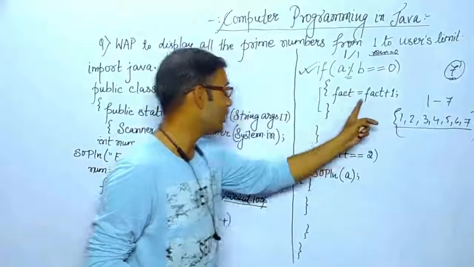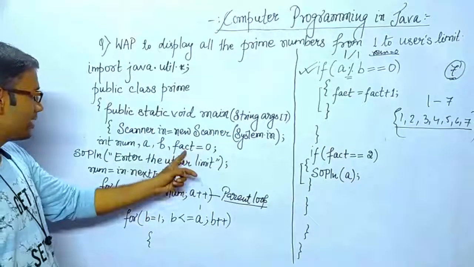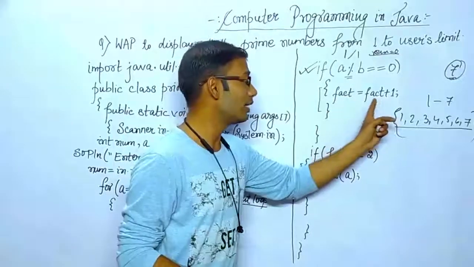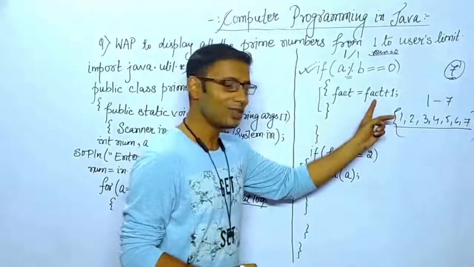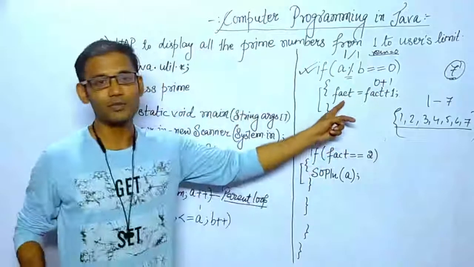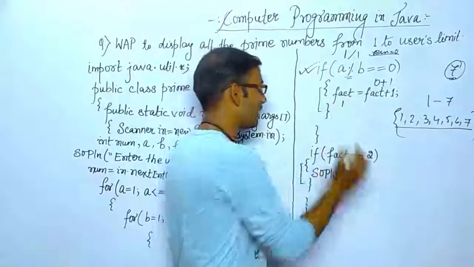What is the original value of fact? Initial value of fact is 0. So fact equal to fact plus 1, that means 0 plus 1. That means fact comes to be 1. Later on fact became 1.